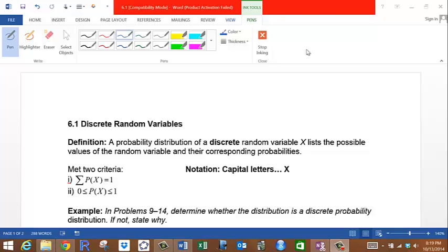Okay, let's take a look at chapter 6.1. We're going to talk about discrete random variables. And we know what discrete means at this point. It just means that the variables will take on a countable number of values, such as 0, 1, 2, 3, and 4, so on and so forth.